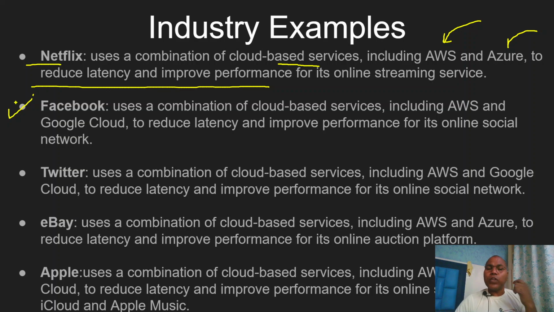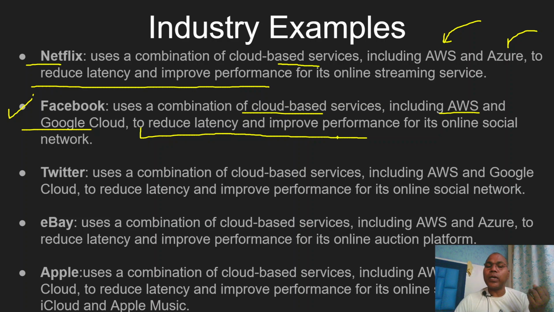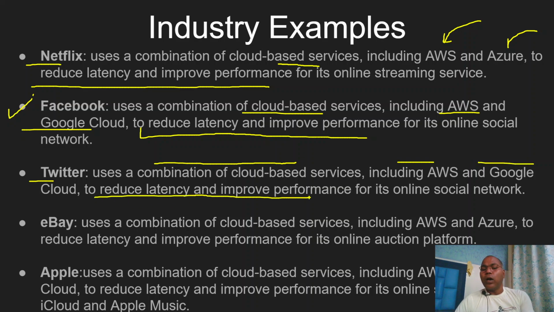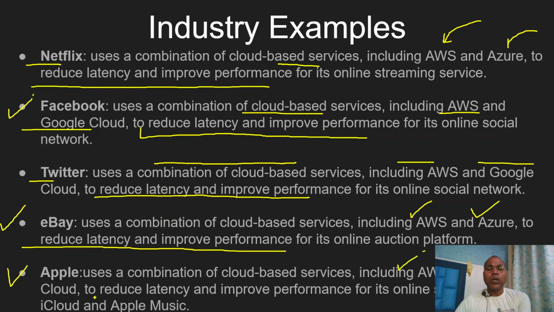Similarly, Facebook also uses a combination of cloud-based services. They use AWS and Google Cloud to reduce latency and improve performance for its social media network. Twitter also uses a combination of cloud-based services. They use AWS and Google to reduce latency and improve application performance for social media networking sites. eBay also uses AWS and Azure for reducing latency and improving the performance of its online auction platform. Apple also uses a combination of AWS and Google cloud services to improve performance for online services like iCloud and Apple Music.